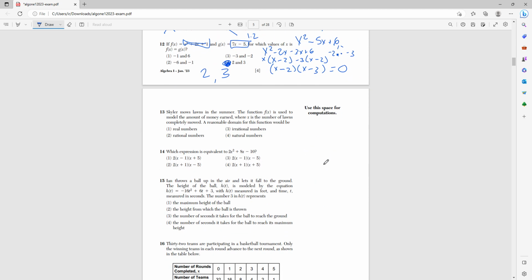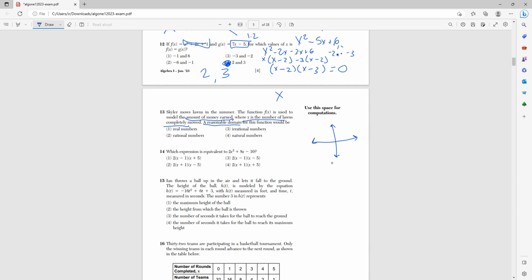So 13 says that Skylar mows the lawn in the summer. The function f of x is used to model the amount of money earned, where x is the number of lawns completely mowed. A reasonable domain for this function would be, right? So a domain is just the x values in this problem. So I would draw out a nice little coordinate plane. It's saying that f of x models the amount of money earned, where x is the number of lawns completely mowed, right?